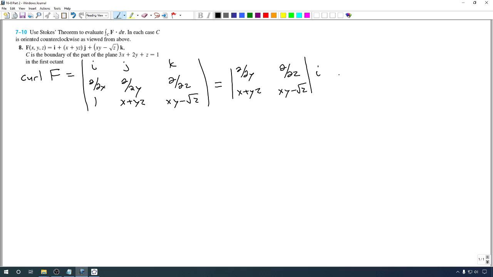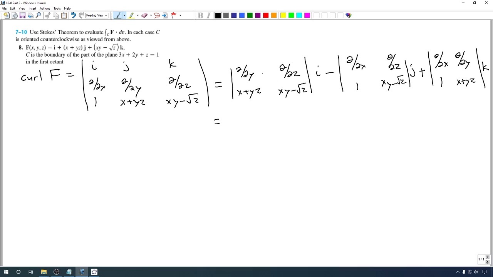That's our i component. We need to subtract the j component. That's the one that has the derivative with respect to x and 1, and also the derivative with respect to z and xy minus square root of z. Then finally, k is associated with this 2 by 2 here. So we'll have a 1, we'll have an x plus yz, and we'll have our derivatives there.